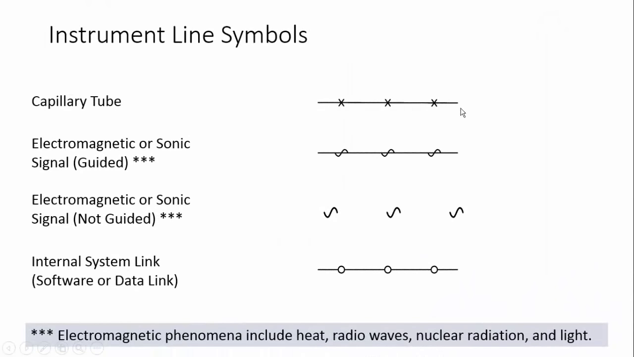Capillary tubes, solid line with X's on them. Electromagnetic or sonic signal guided, line with little sine waves on them. Electromagnetic or sonic signal that's not guided. So these are guided electromagnetic signals. These are unguided. No line, just little sine waves. Internal system links, software or data links, lines with circles on them. You may not know what a lot of these things are yet, and that's okay. You're not at that point yet.